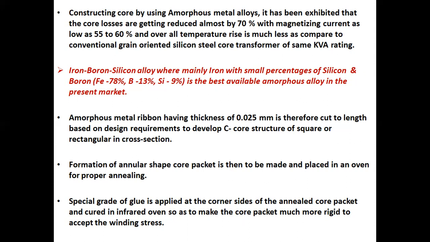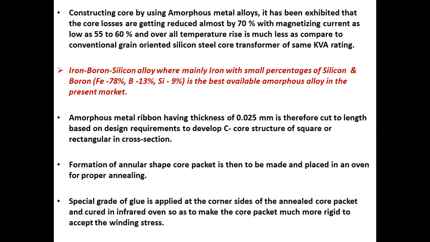Iron, boron, silicon alloy, where mainly iron with small percentages of silicon and boron. Fe is about 78%, boron 13%, silicon 9%, is the best available amorphous alloy in the present market. Amorphous metal ribbon having thickness of 0.025 millimeter is therefore cut to length based on design requirements to develop C-core structure of square or rectangular in cross section.